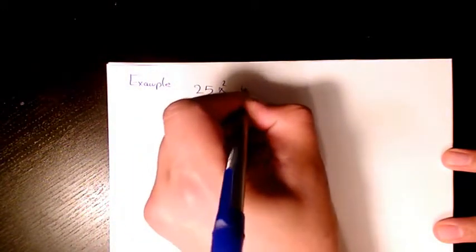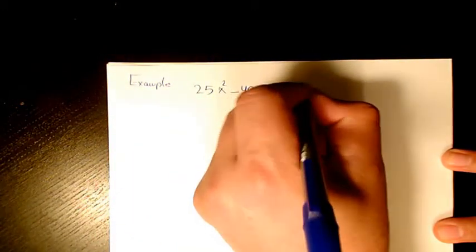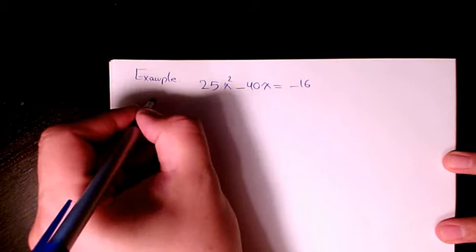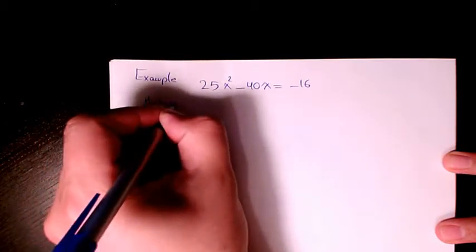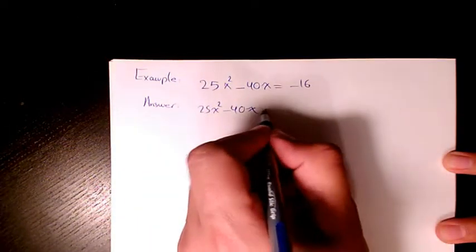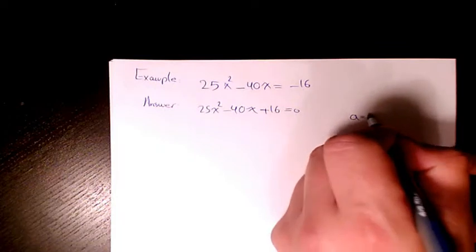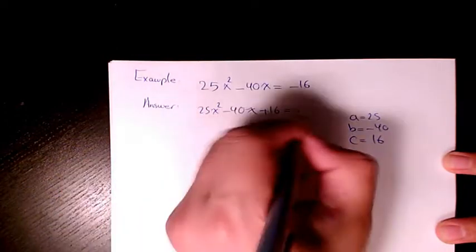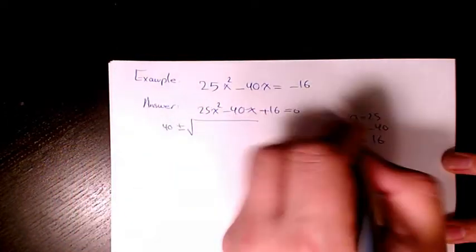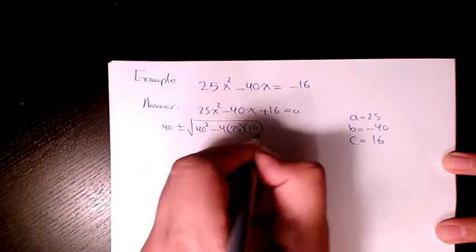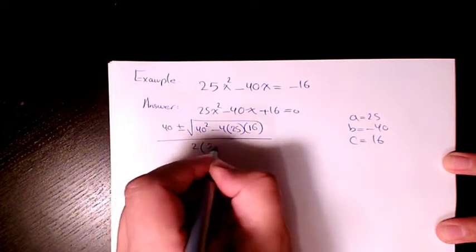I have 25x squared minus 40x equals negative 16. So we have 25x squared minus 40x, and I move this negative 16 to the left hand side, so it will be plus 16. A is 25, b is negative 40, c is 16. So it's going to be negative b, which is 40, plus minus the square root of 40 squared minus 4 times 25 times 16, divided by 2 times a, which is 2 times 25.